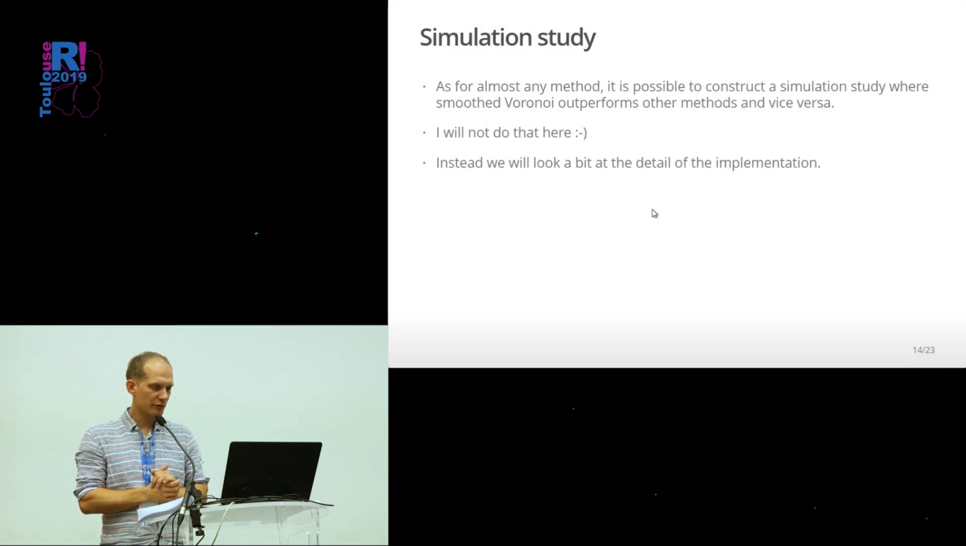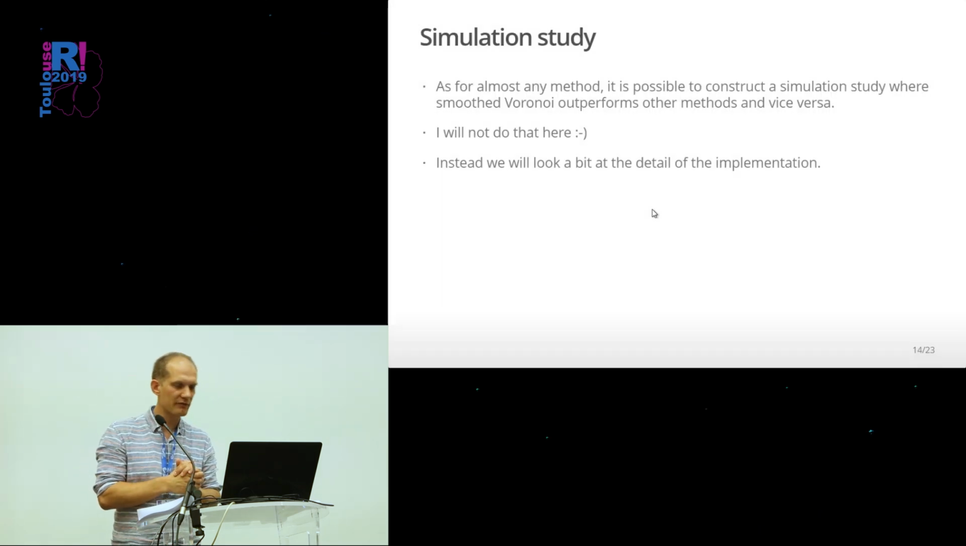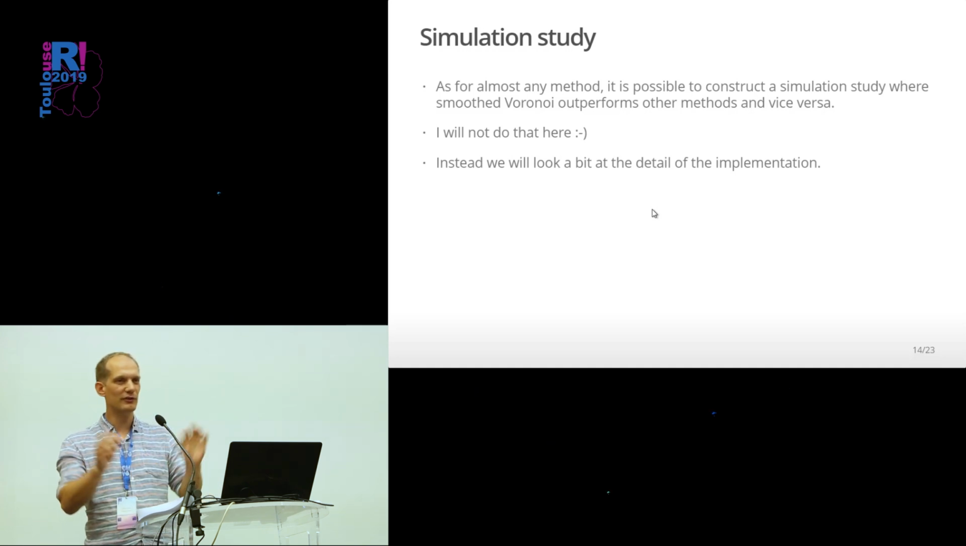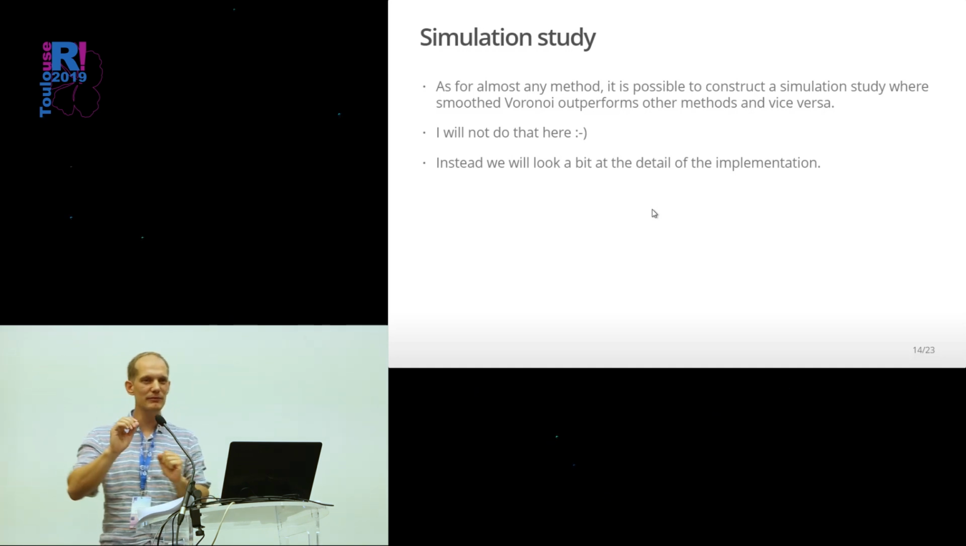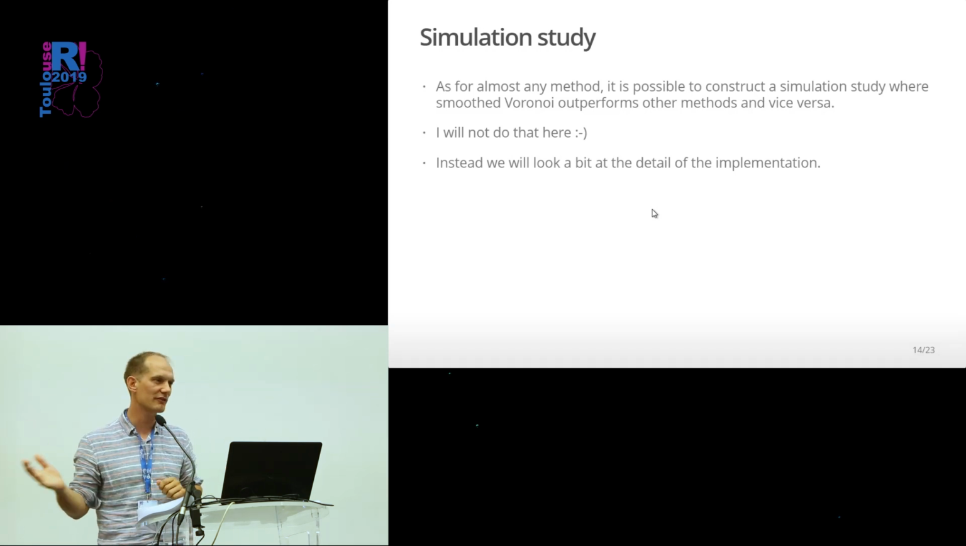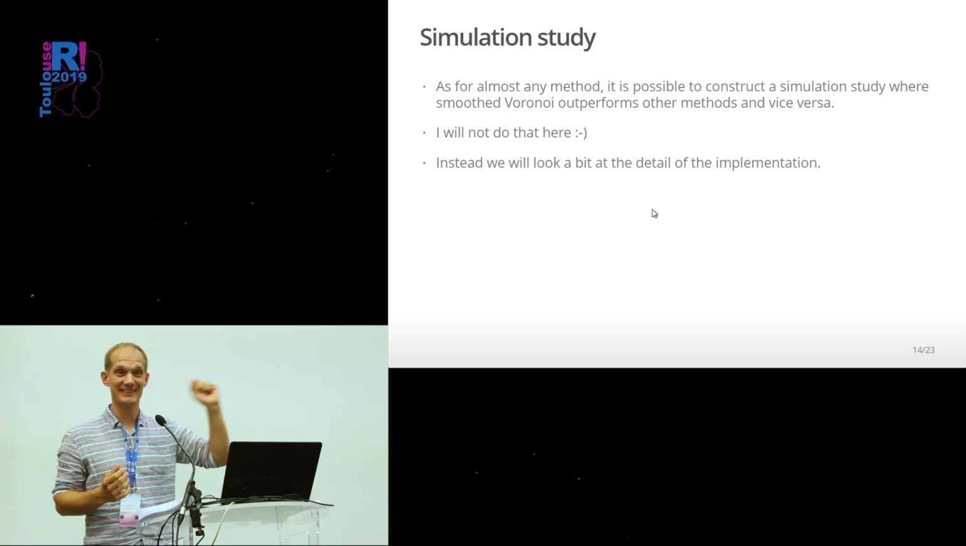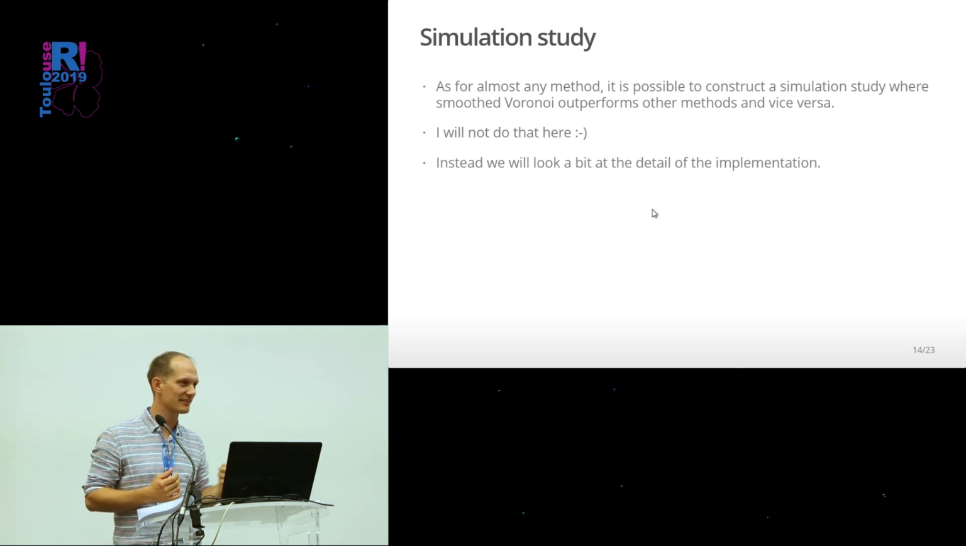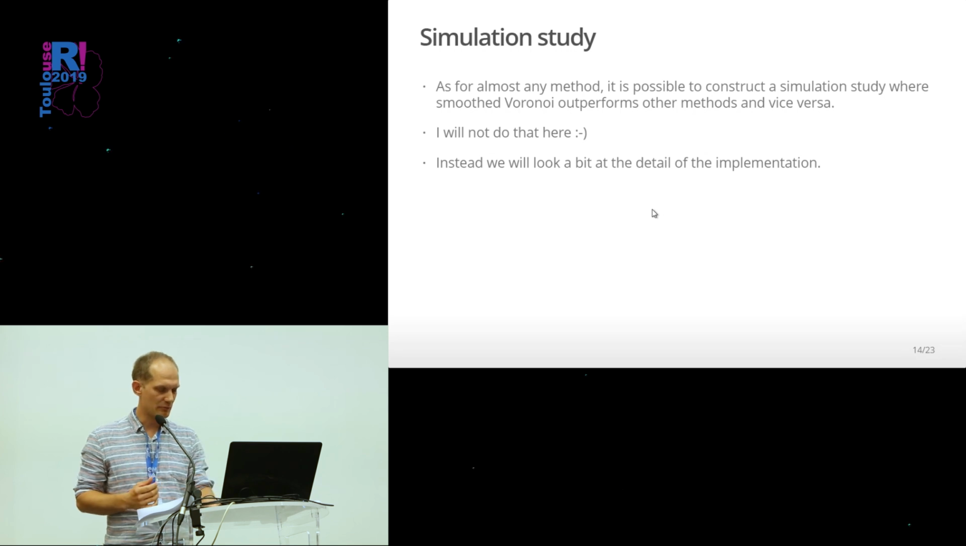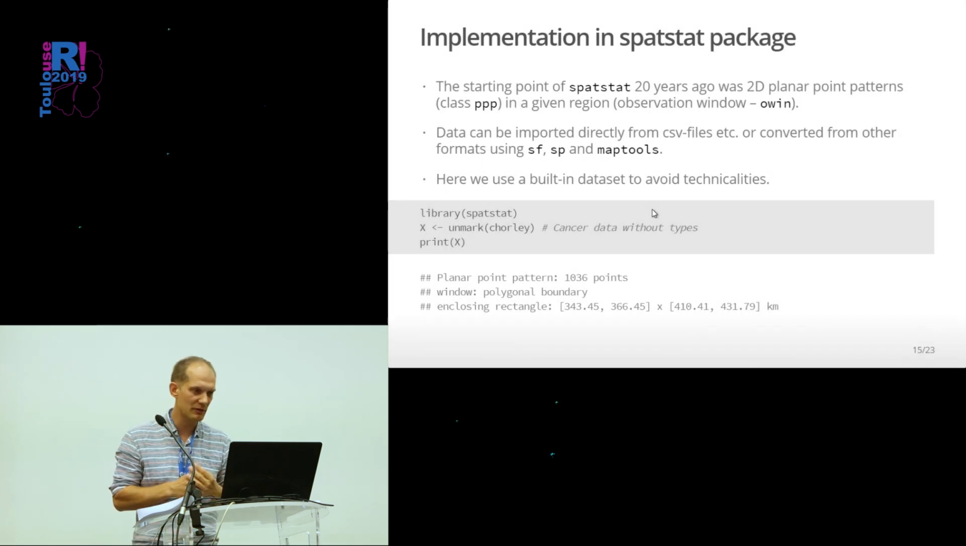And then, of course, the standard thing would be to have a nice simulation study showing, wow, I can construct some specific case where the mean square error of this method is much better than kernel intensity or whatever, and that's not really that interesting. We can construct a simulation study where in some cases we are better. But instead, I'll talk a little bit about the implementation.